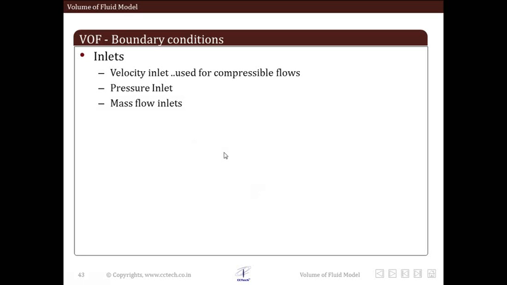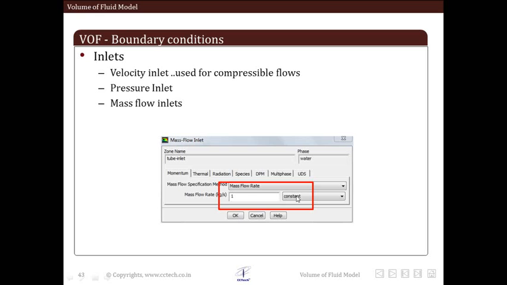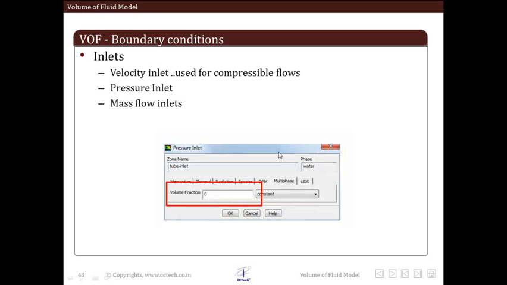Next inlet condition is mass flow inlets, in which we specify the mass flow rates. An important addition when we use the VOF model is the volume fraction input. This is given within the multiphase tab of the inlet boundary condition that we are using. So we specify the volume fraction of the phase that is entering here. We have to select phase within the boundary condition, and for that particular phase we enter the volume fraction.